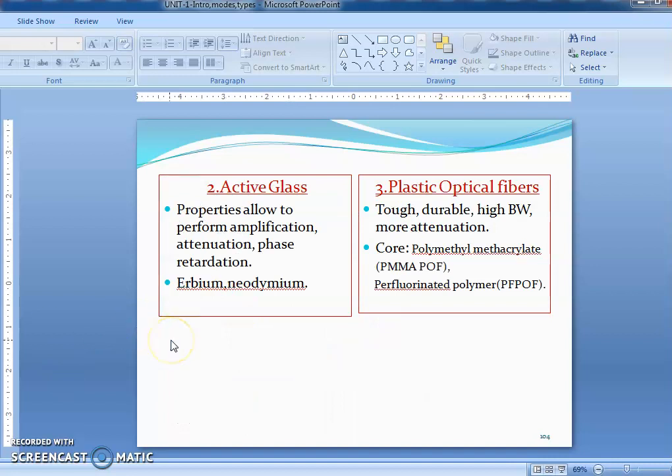Next is active glass fiber. The properties of this active glass fiber allow it to perform amplification, attenuation and phase retardation. The materials used as active glass fiber are erbium and neodymium. Plastic optical fibers are tough, durable, and have high bandwidth, but more attenuation. Examples are polymethyl methacrylate or perfluorinated polymer used in the core.